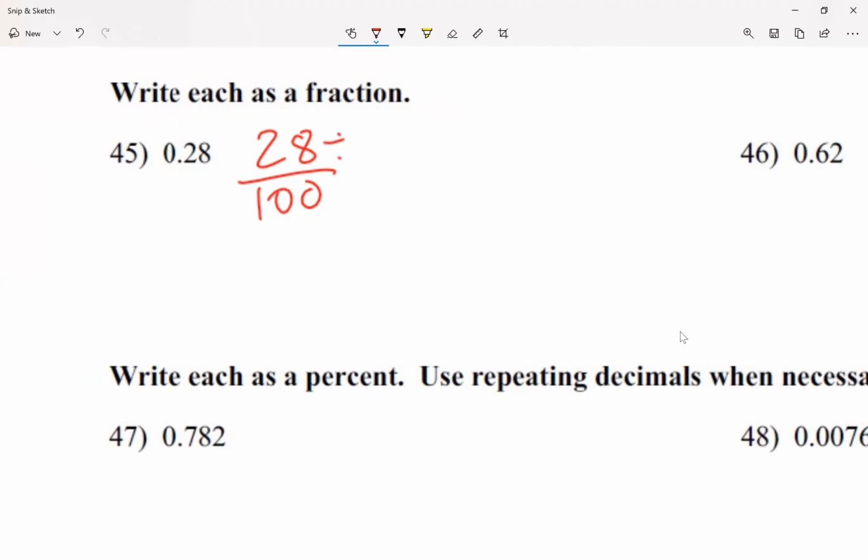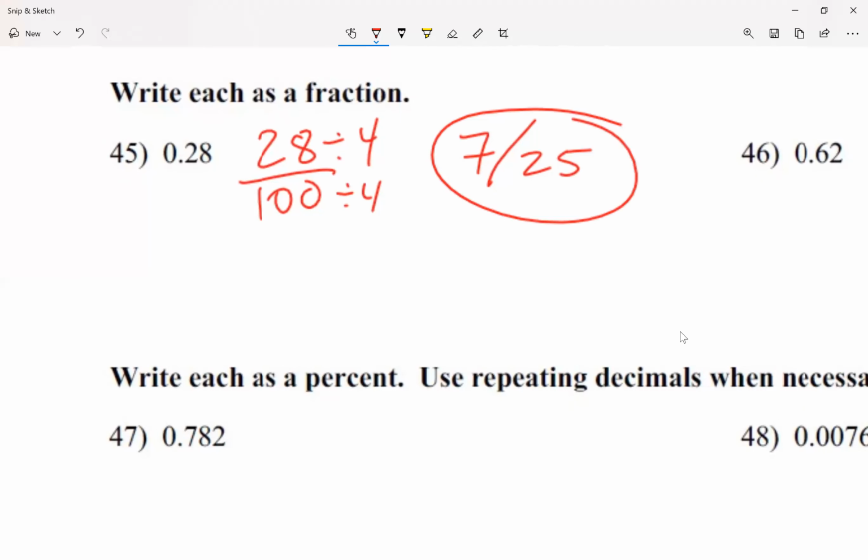I'm going to divide each by 4. So that simplifies to 7 over 25. If you can simplify more, by all means do so. This one we cannot, so I'm just going to leave it at 7 over 25.